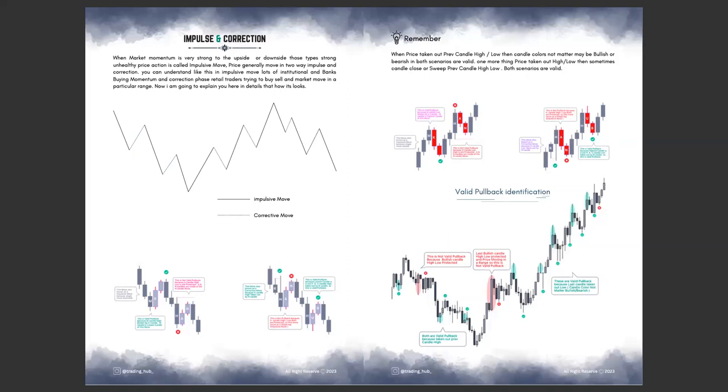In this chapter, you will see about impulse and correction and the explanation about pullback. If you have any question regarding this, you can ask me in the chat section.